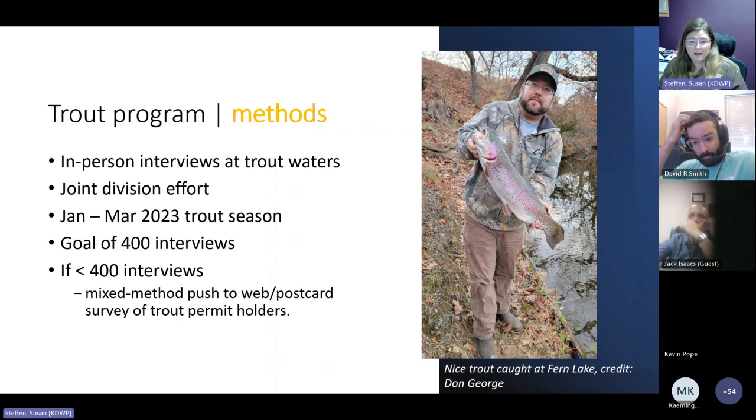We even ended up having people from other divisions help us out, such as our park staff and our public lands guys. Some of them got out and did some interviews. My backup plan, if we did not get enough interviews, was to do a mixed mode push to web survey or a postcard survey. But we did meet our goal. The time frame of the in-person interviews was January through March of this year. Most of the surveys were conducted in February.